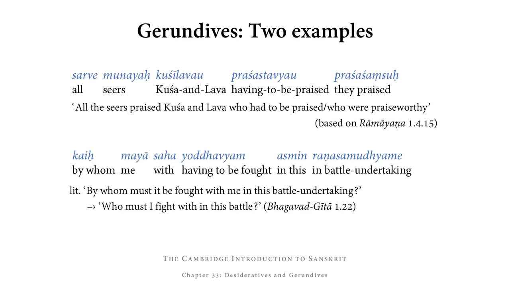The second example comes from the Bhagavad Gita. Kair maya saha yoddhavyam asmin rana samudyame. Kaih, by whom? Maya saha, with me. Yoddhavyam, having to be fought. Asmin rana samudyame, in this battle undertaking.